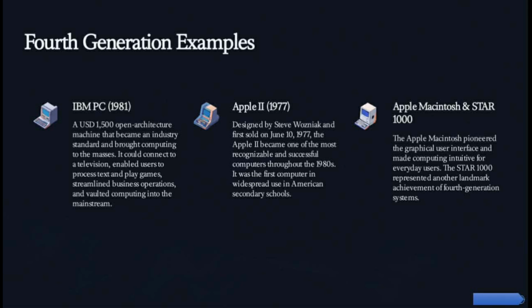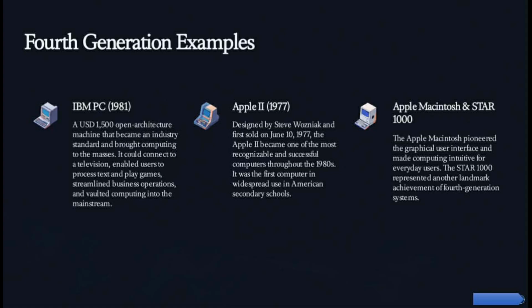So my topic is fourth generation. The fourth generation of computers, from 1971 to present, is defined by the innovation of the Intel microprocessor. This tiny chip put thousands of transistors onto a single piece of silicon using very large scale integration. It made computers small, cheap, and fast enough for personal home and office use.